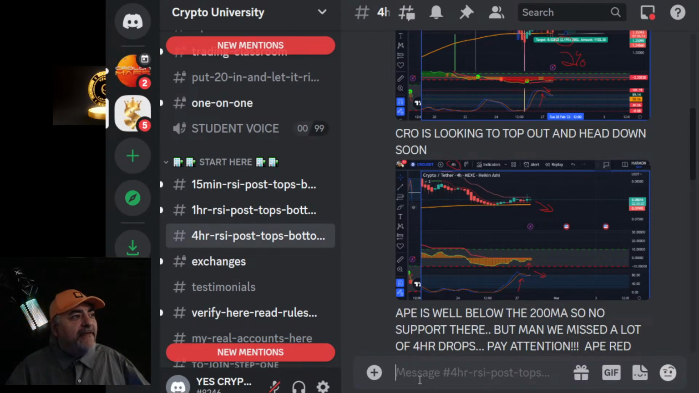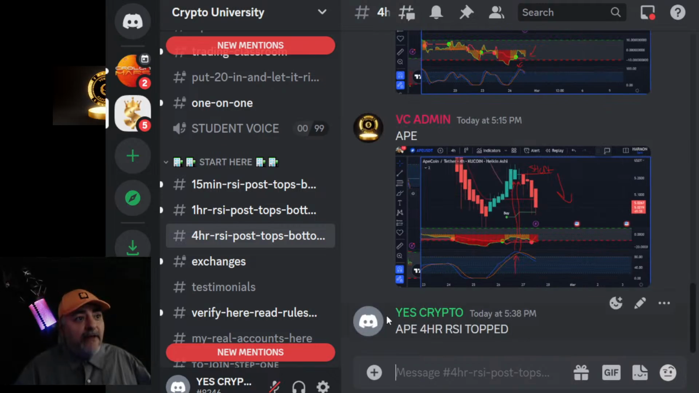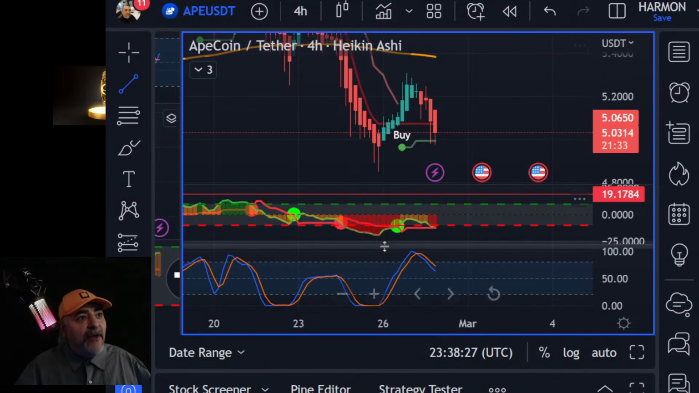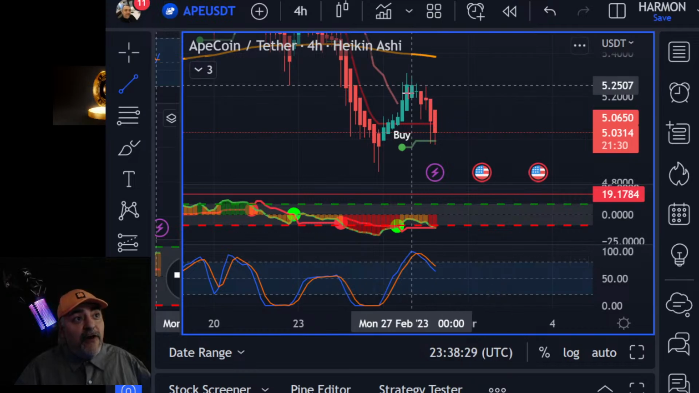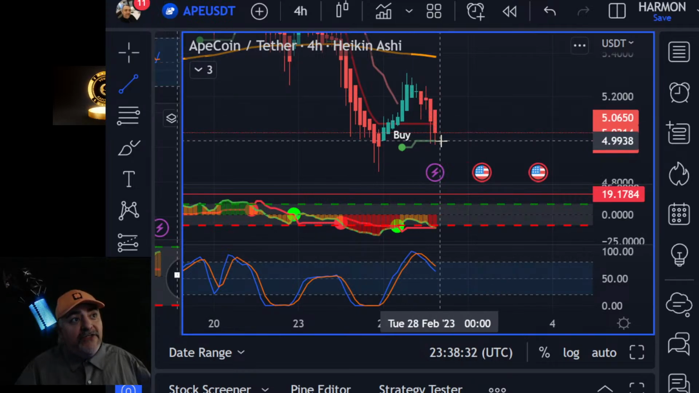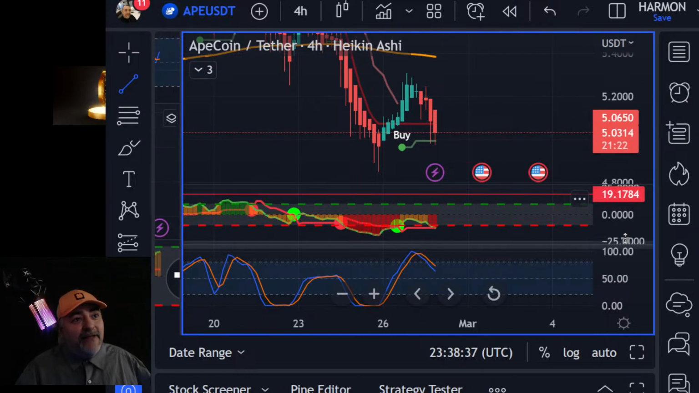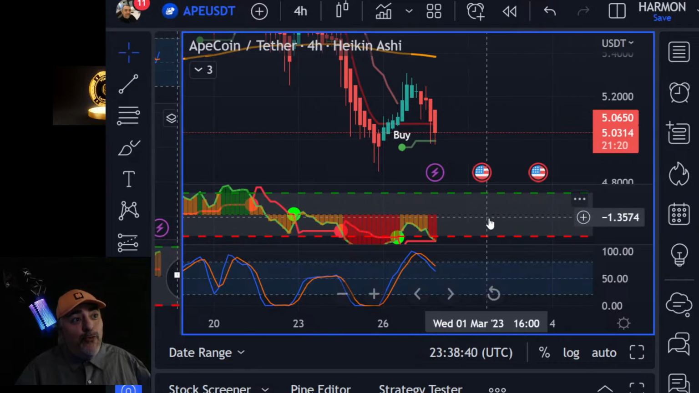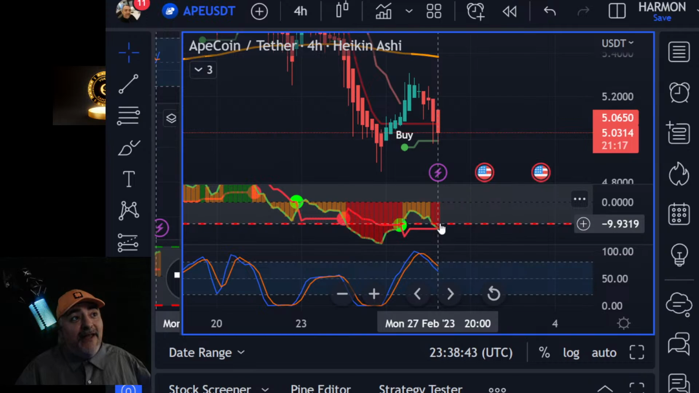All right, what you would have done is typed in here, ape, 4-hour, RSI topped. That's it. And you hit enter. And you see right here, 4-hour RSI topped. So everyone in the Discord can see at the time, could go then look at ape and go, hey, I'm going to short this. Because if you started a short right here, look how much money you would have made. Okay? Not to mention, there's about to be a red moon, which means more shorting on ape.